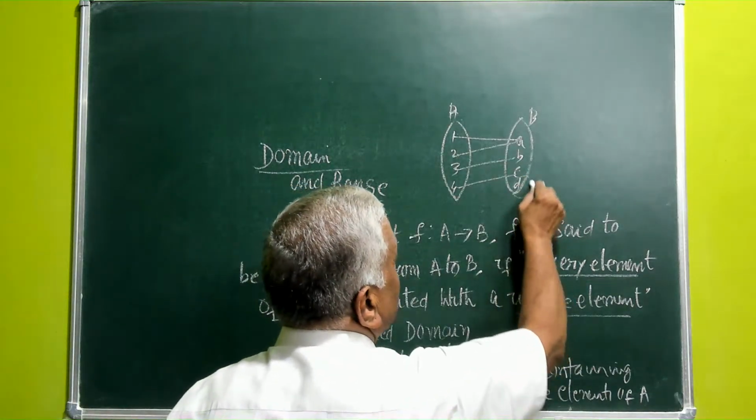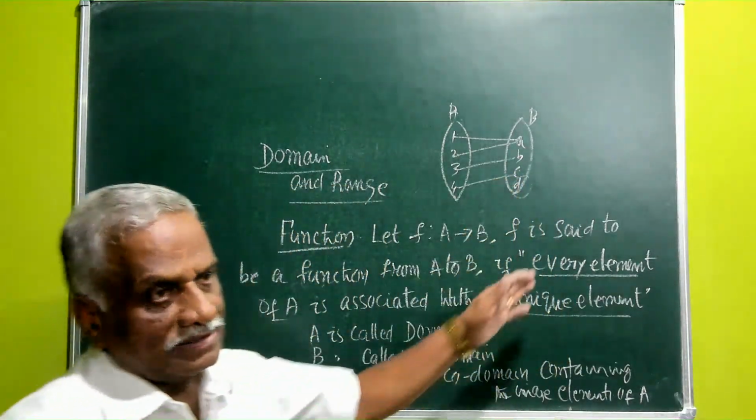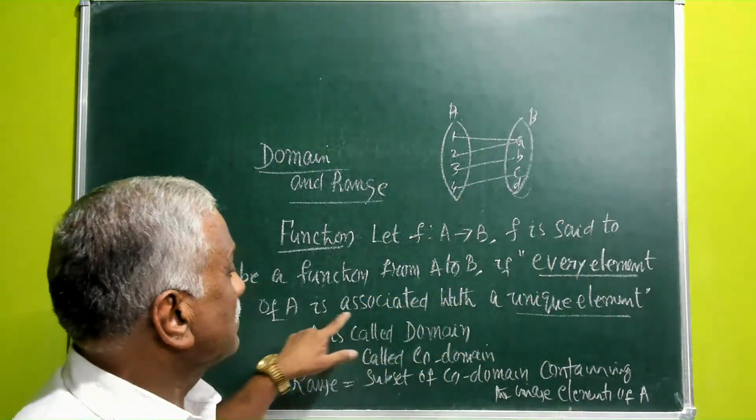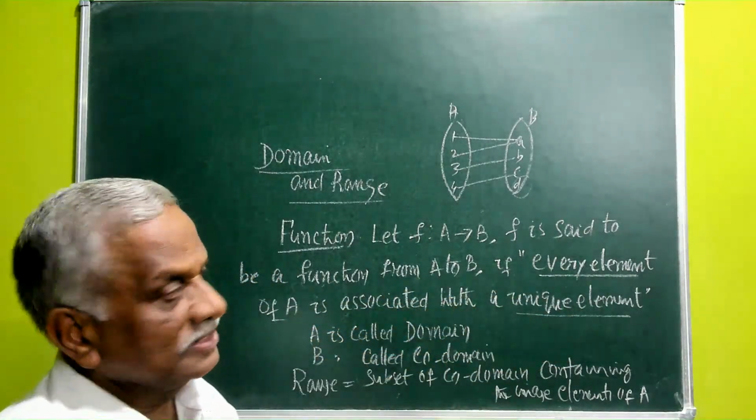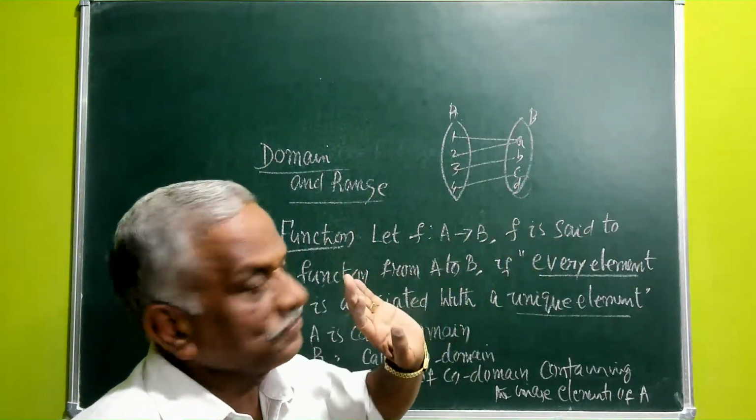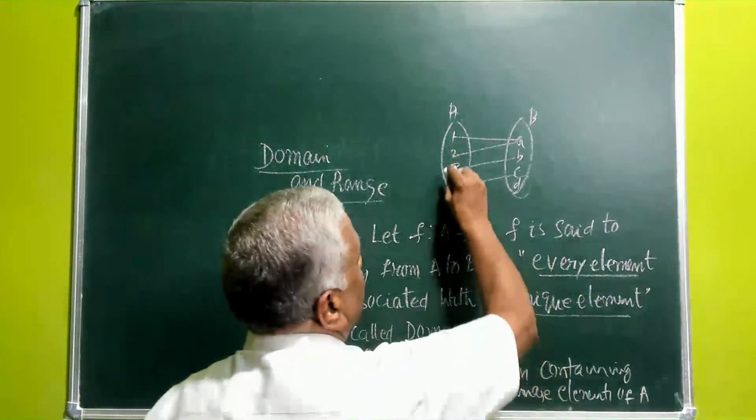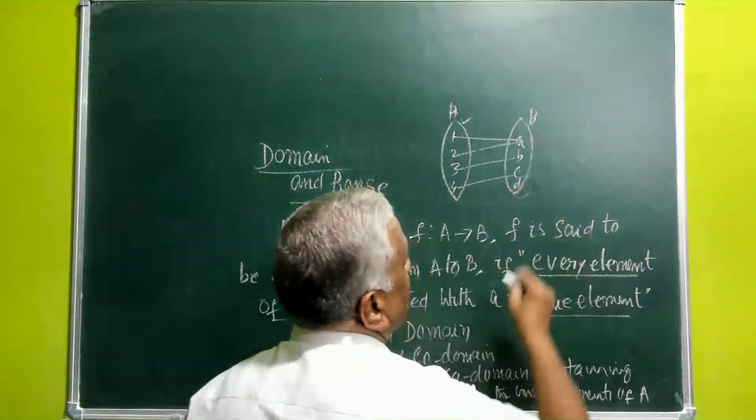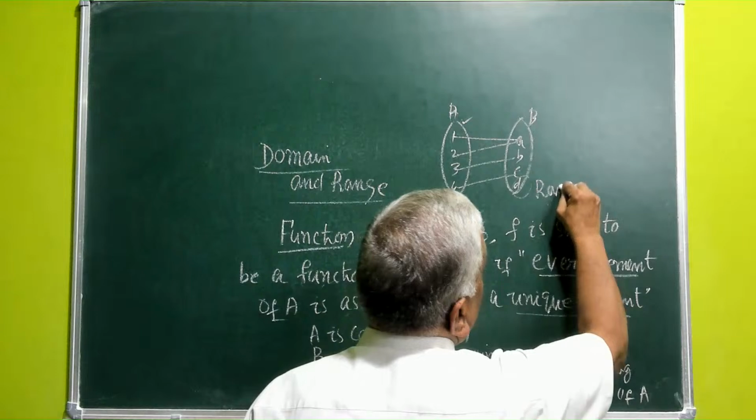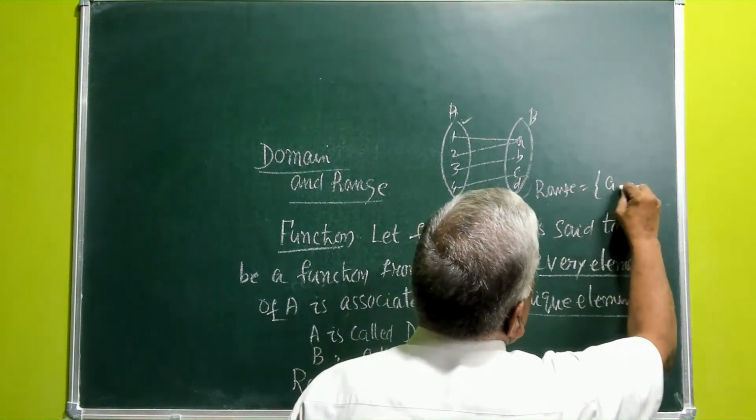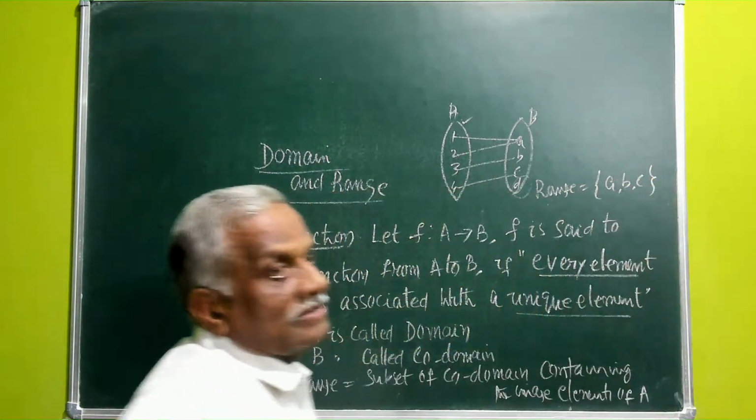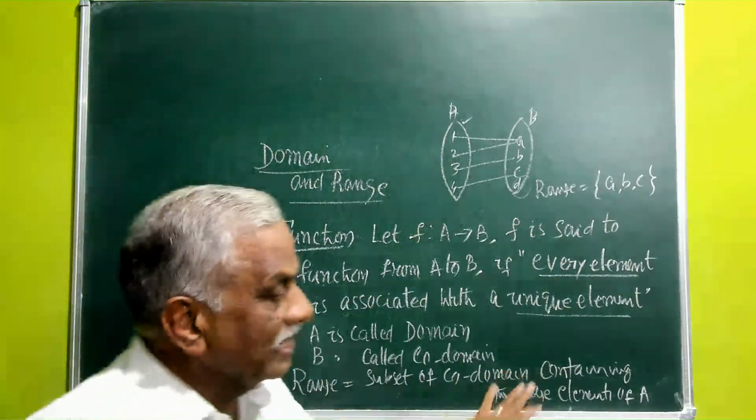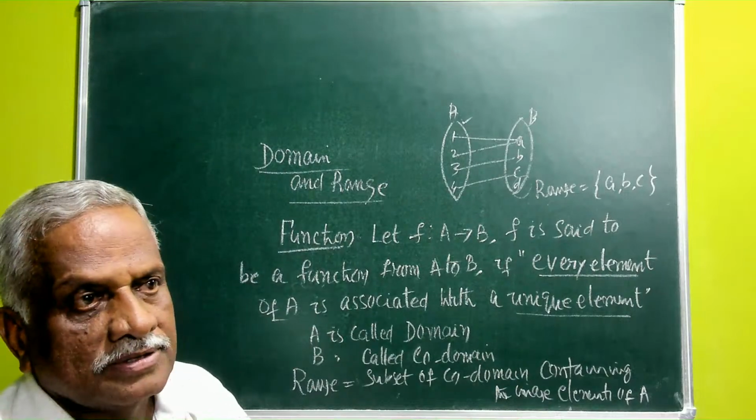There is an element of B which is not associated, but that will not matter. The definition of a function says that every element of A must be associated with a unique element of B. So we are not talking about the elements of B. Here the domain is going to be A, the codomain is going to be B, and the range is going to be A, B, C. So remember, the range is a subset of B containing the images of the elements of A.